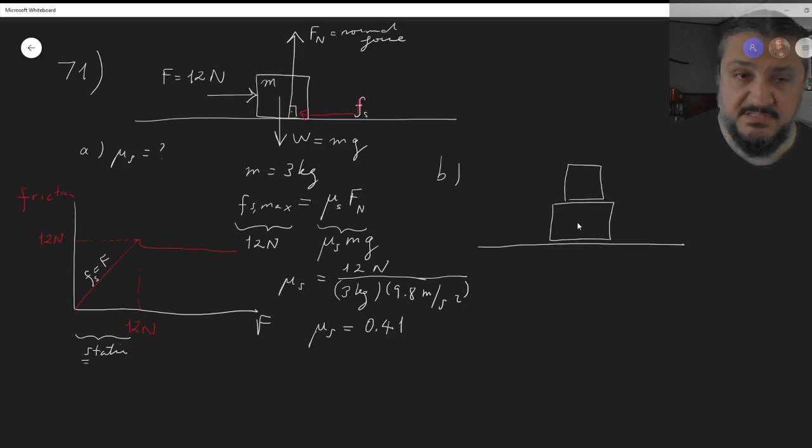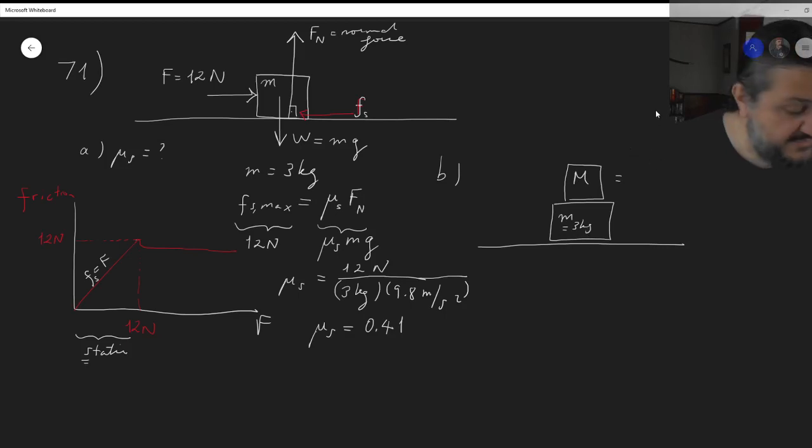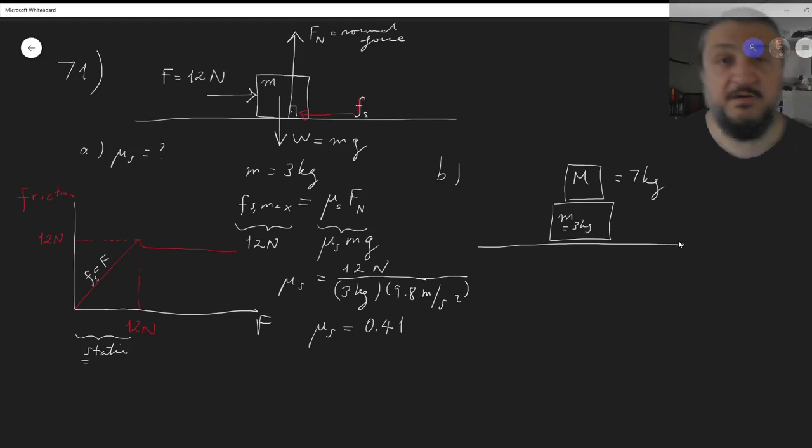Alright, this is 3 kilograms. Now you have another mass, which is 7 kilograms. What is the magnitude of the force F acting horizontally on the 3 kilogram block as before that is required to make the 2 blocks start to move together?